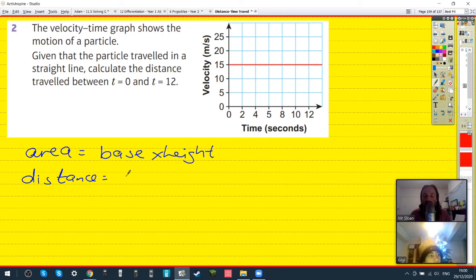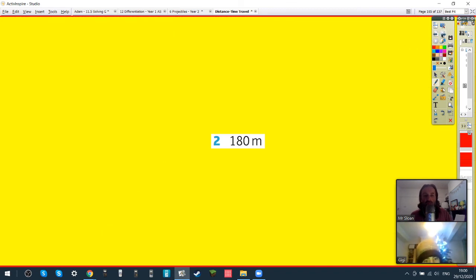Distance is speed times time. Yeah. And so velocity is a bit like speed. To find the distance, you get the area. So you want the distance from 0 to 12 seconds. How would you get the distance? You would times it by 15. Yep. So 180. 180 meters.